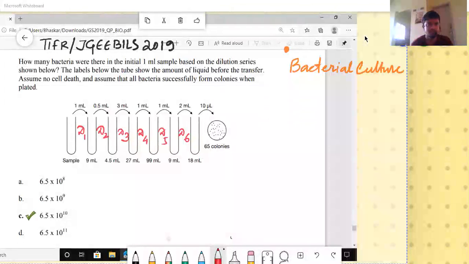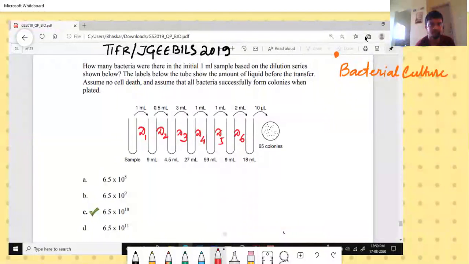So in TIFR JGEEBILS 2019, we had a question like: how many bacteria were there in the initial 1 ml of sample based on the dilution series? So what is the main thing? You have a sample stock solution. Now you are taking a certain amount of solution, 1 ml out of it, and you are continuing the dilution process in a series. Like you have a total of 6 stages of dilution, and finally you are taking 10 microliter.